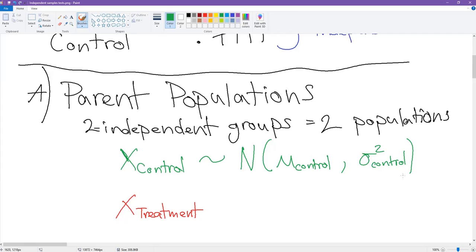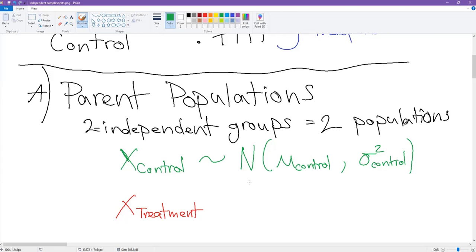Cool. I don't actually know what the mean is for my control group, and I don't actually know what the variance is for my control group. All I know, maybe I actually assume things. So there are these lovely things called assumptions that I also talked about in the other video. Basically, they're a possibly falsifiable claim about your data that you are making a statement about.